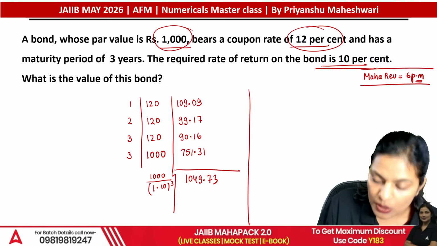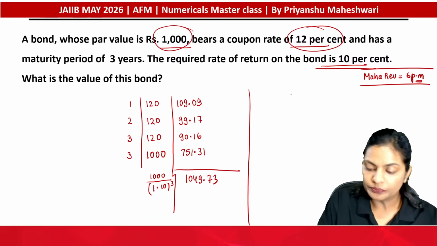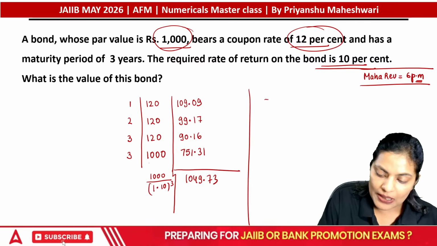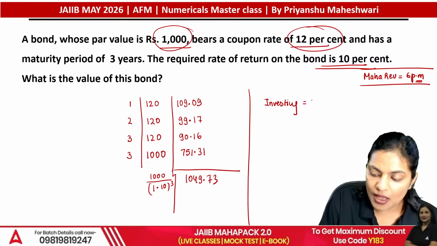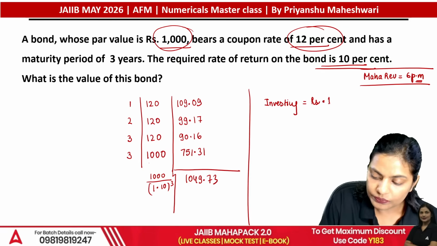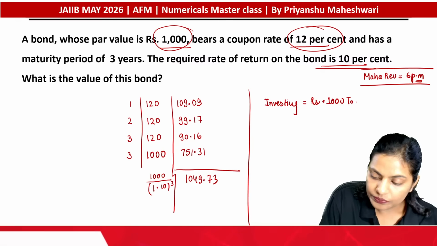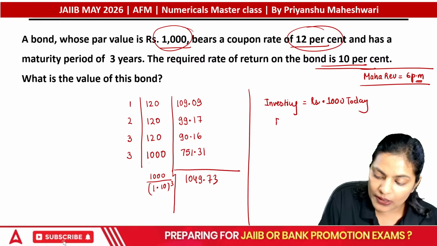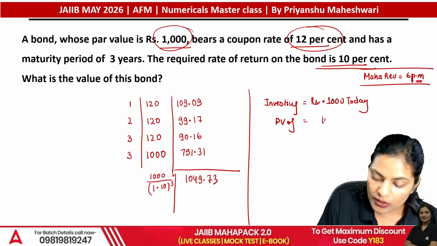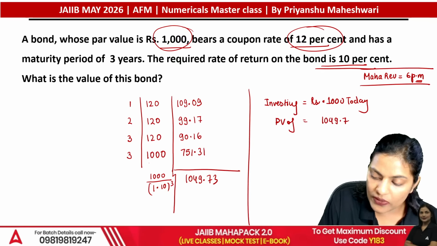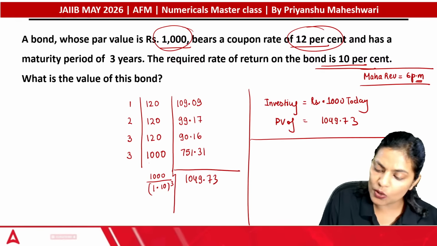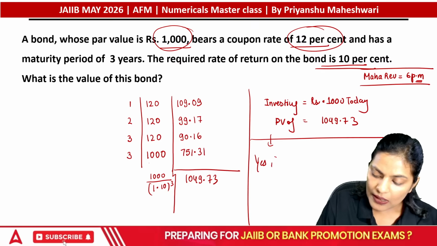Now, tell me, will you buy this bond or not? I am investing ₹1,000 today. Correct? What is my future value? Present value of future inflow of the same bond? 1049.73. It is greater than what I am investing. I'll go for this. Yes, I will invest.